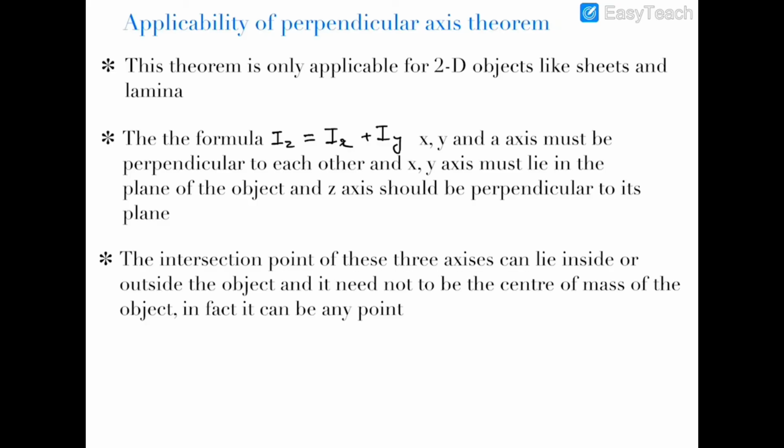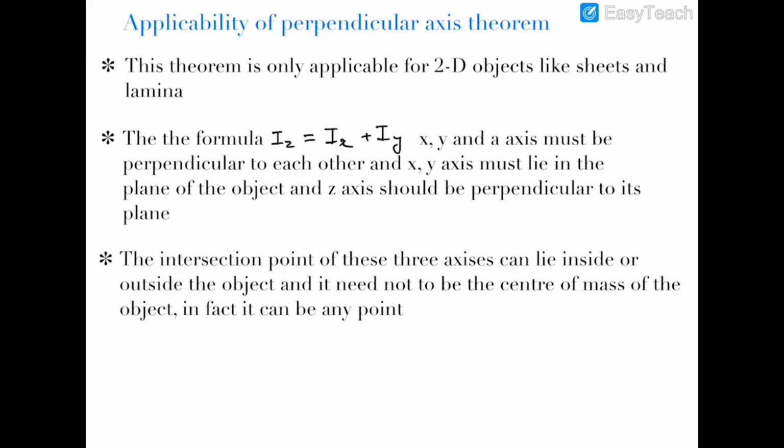Now, the second point is that in the formula Iz equals Ix plus Iy, the x-axis and y-axis are two axes which lie in the same plane as the two-dimensional object and are perpendicular to each other. It is also important that the z-axis passes through the intersection point of these two axes. So z, x, and y are axes which are perpendicular to each other, and they pass through the same point, with the x and y axes lying in the same plane as the 2D object.